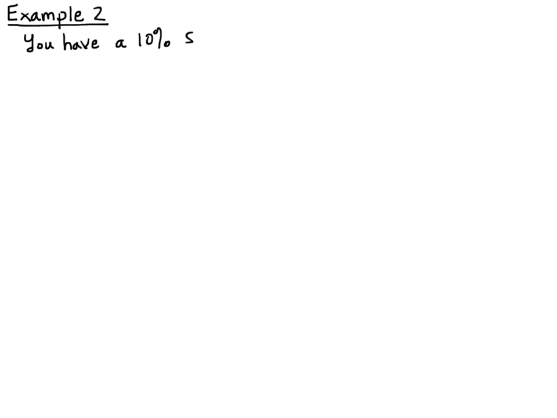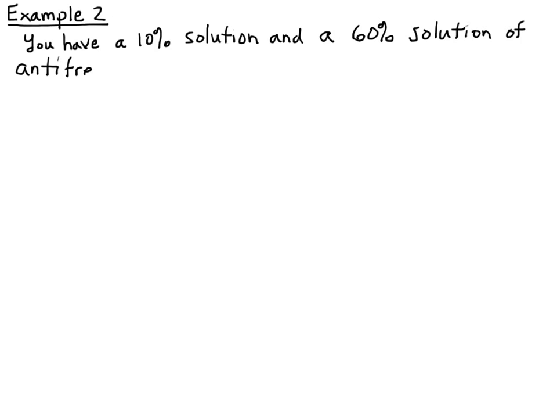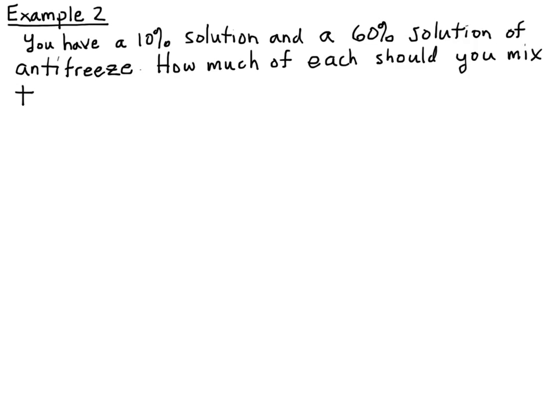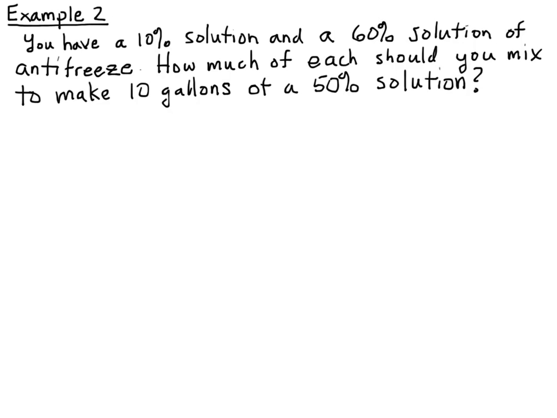So let's look at another example. This one will be perhaps a little bit more complicated. So let's say you have a 10% solution and a 60% solution of antifreeze. So you have two different values. How much of each should you mix together to get 10 gallons of a 50% solution?